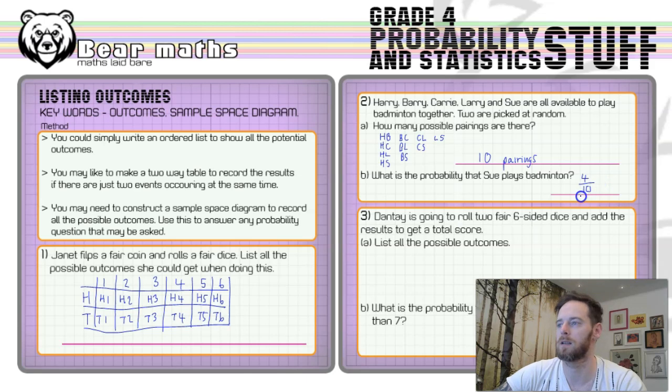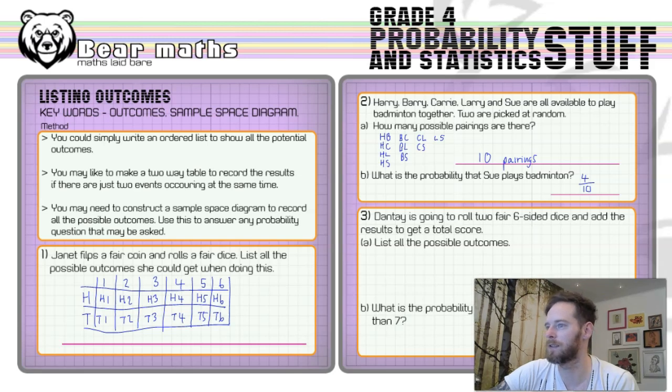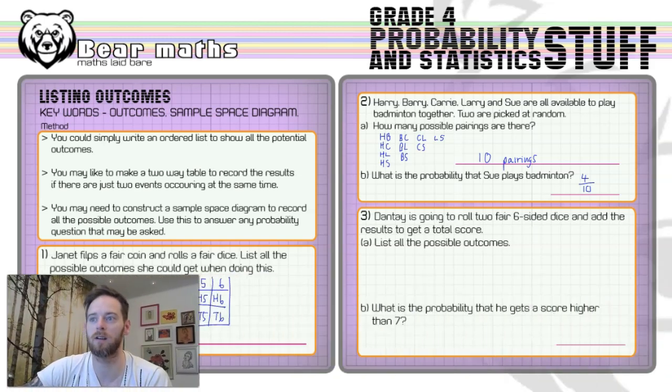4/10, nothing else needed. Okay, right, now in question 3, we've got Dante, and Dante is going to roll 2 fair 6-sided dice and add the results to get a total score. You've got to list all the possible outcomes of that particular event. Okay, so we need to create a sample space diagram.